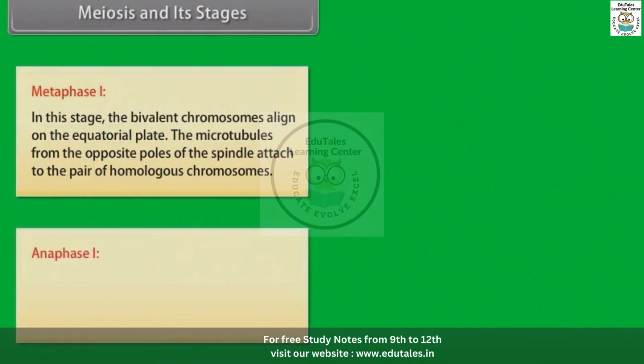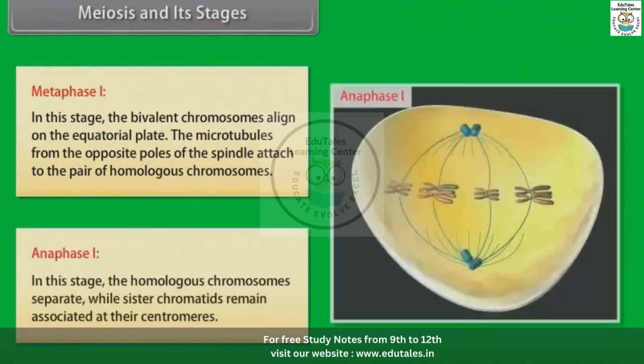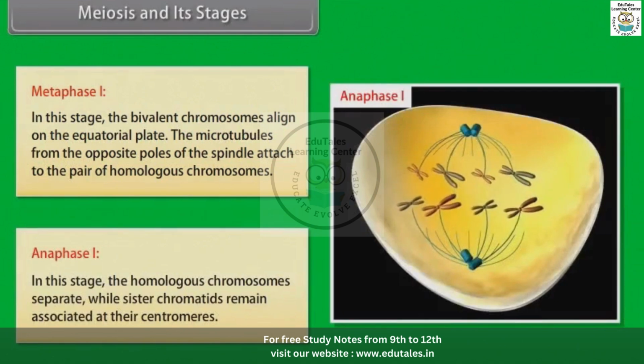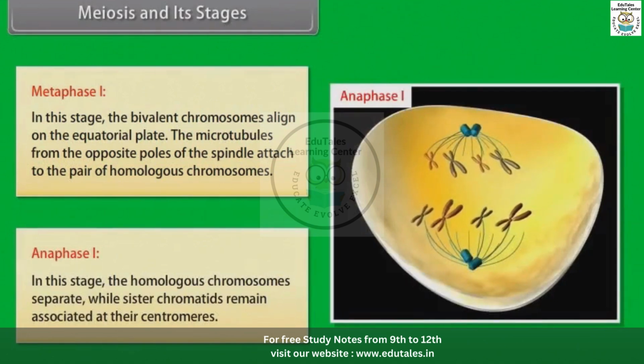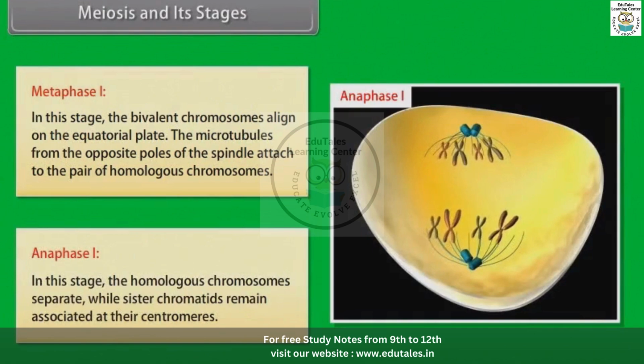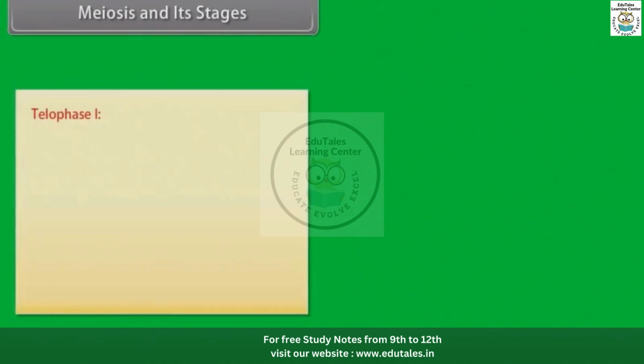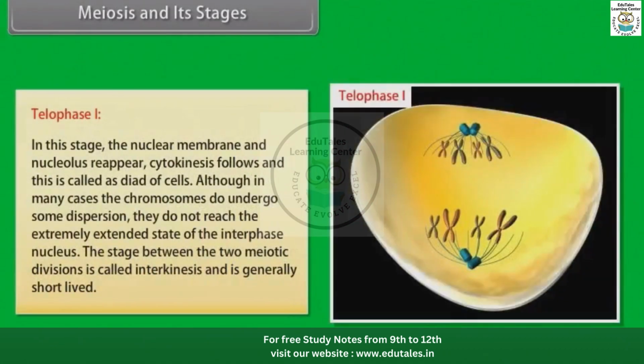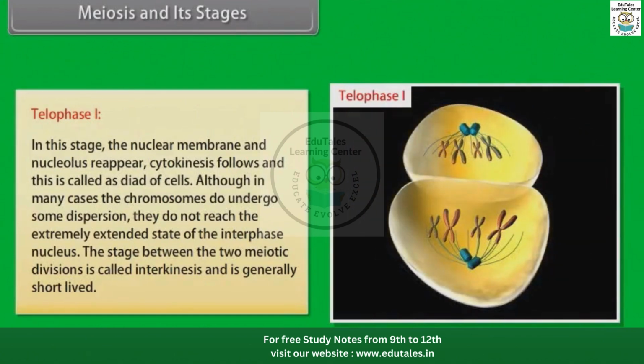Anaphase 1 is the next stage. In this stage, the homologous chromosomes separate while sister chromatids remain associated at their centromeres. Anaphase 1 is followed by telophase 1. In this stage, the nuclear membrane and nucleolus reappear, cytokinesis follows, and this is called a dyad of cells.